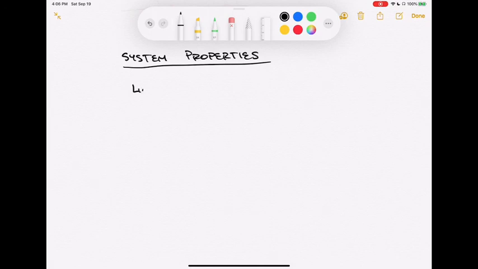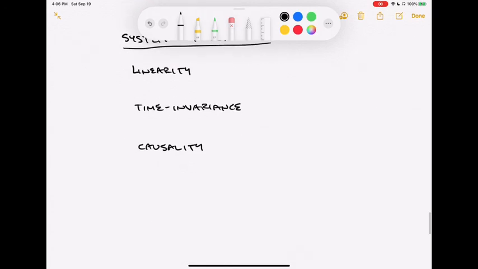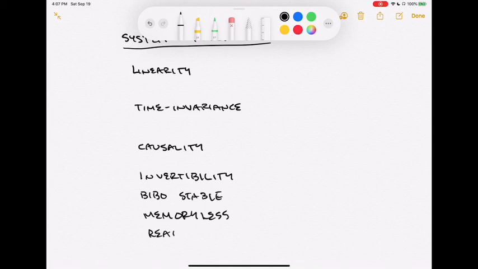So we talked about things like linearity. We talked about time invariance. We talked about things like causality as a system property. We talked about things like invertibility. We talked about things like BIBO stable. We talked about things like memoryless. We talked about things like realness, or a real system.